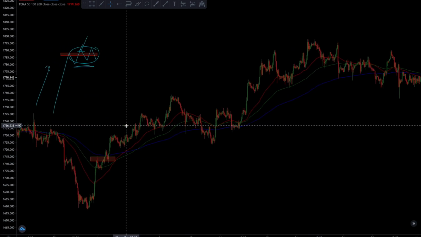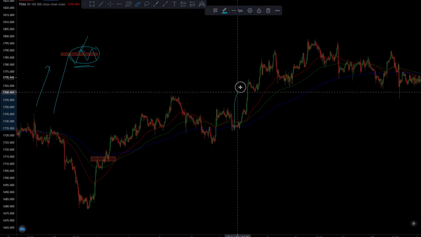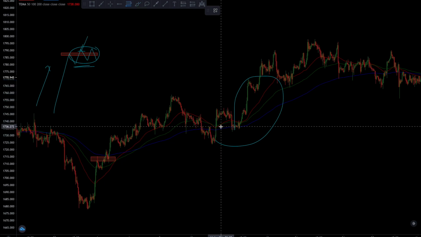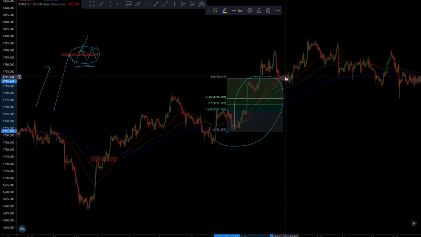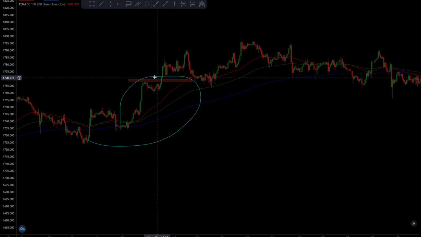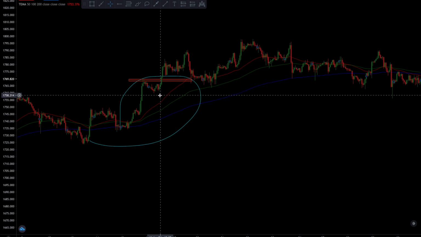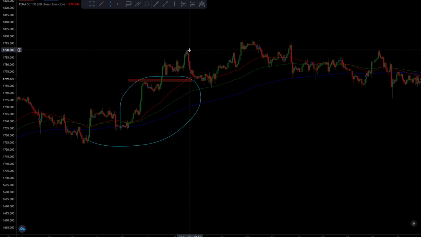Now let us again take a new example. So if you see and take this as an example, you can see that this is a type 1 pullback. So in a type 1 pullback, what you have to do is you have to enter after the breakout of the high. So over here, just draw a level, and then when the price moves above it, like it happened over here, we will enter a trade over here and then keep the stop loss a few pips below this. And you can see how after this the price started to move up.